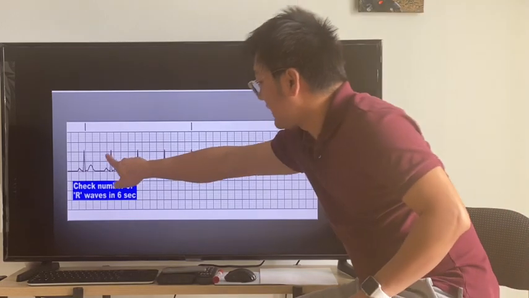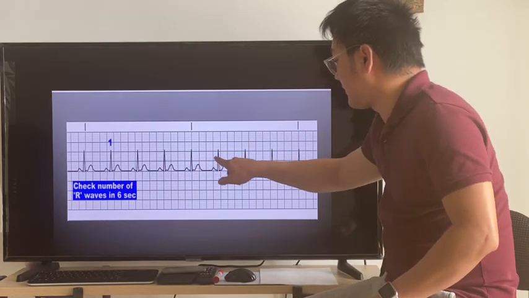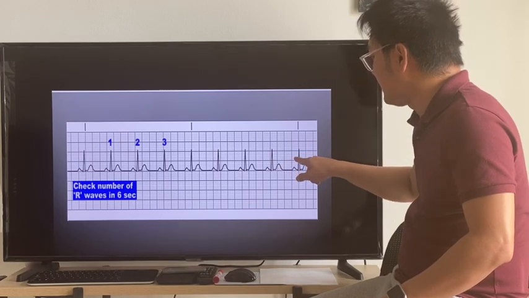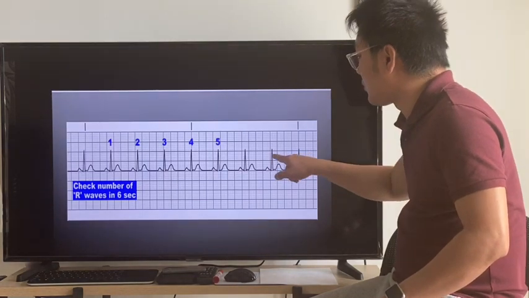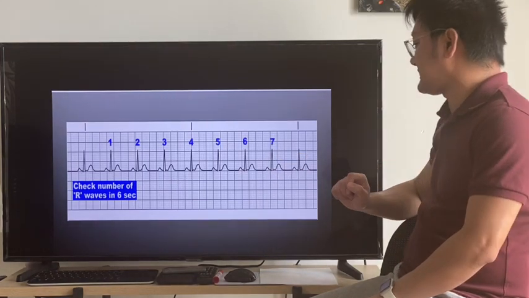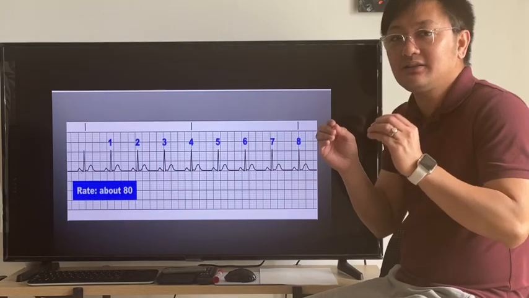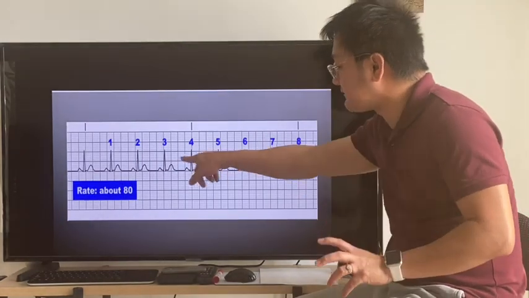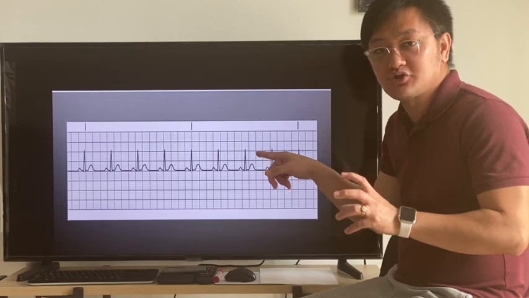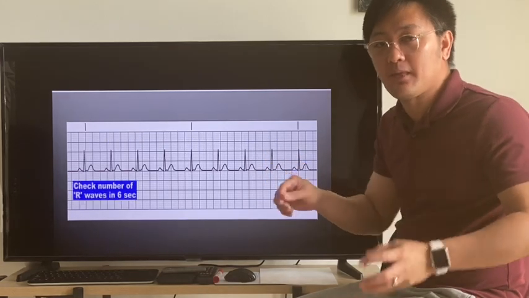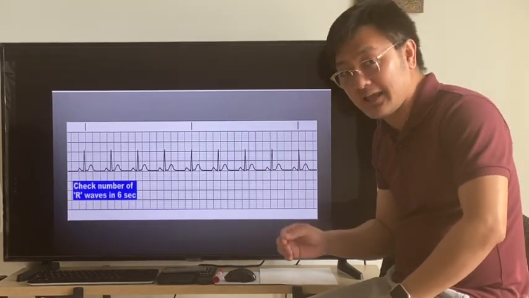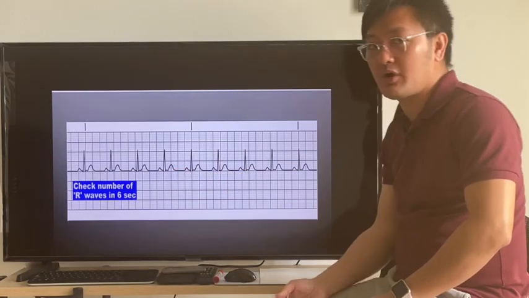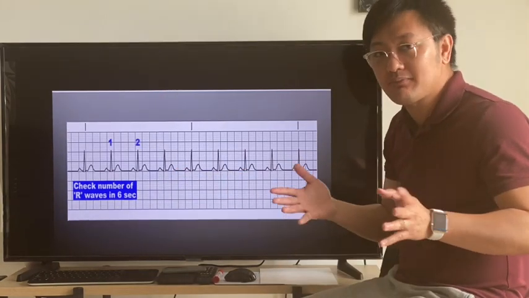Am I right? So we have 1, 2, 3, 4, 5, 6, 7, 8. There are 8 R waves inside the 6-second strip. So you identify that there are 8 R waves inside the 6-second strip. Once you identify that, what will you do? Multiply that by 10. Is 10 a constant number? Yes, it is.